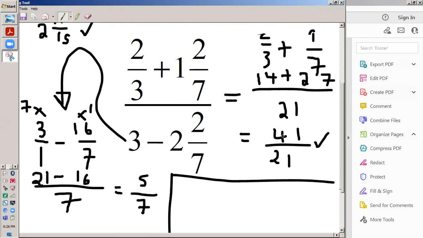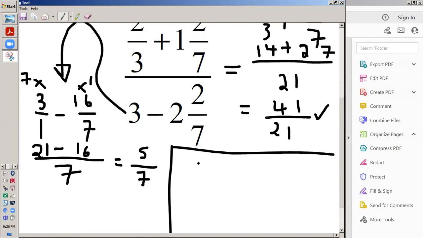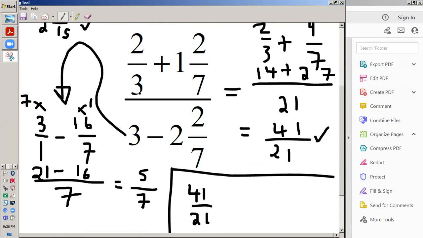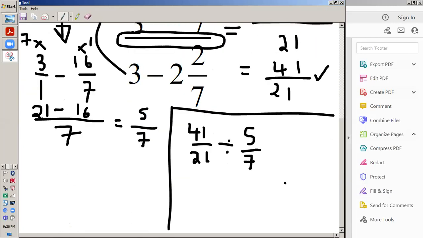All right. So the top piece is 41 over 21. And people, remember that this bar, what does this bar represent? Divide. Divide by what? 5 over 7. All right. Take it away, Mrs. Richardson. We're going to go ahead and reciprocate. So that's going to be 41 over 21, and times. We need to change that sign, not true? Yes. 7 over 5.